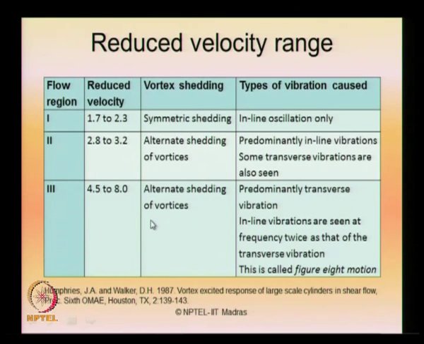Now interestingly, let us look at the types of vibration caused, because we are interested as designers in how to safeguard the structure under this kind of lock-in phenomena. You will see that when the reduced velocity is about 2 or 2.3, the type of vibration is only inline oscillation, whereas when there is a significant reduction as high as 8, predominantly it will cause transverse vibration, and therefore the failure can be more dangerous. And you will always see the inline vibrations also occur at a frequency twice that of this vibration. This will result in what we call figure 8 motion.